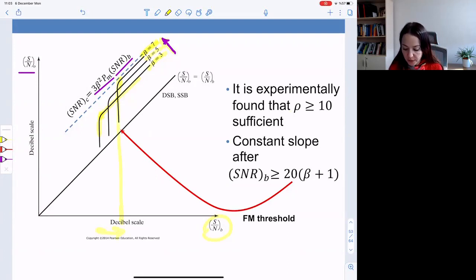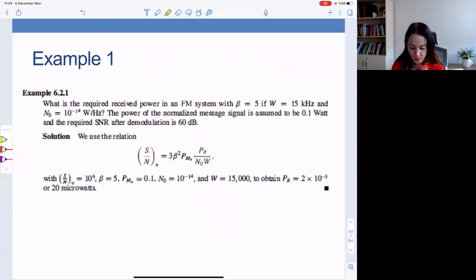Now, experimentally, the carrier to noise ratio being larger than 10 is good. It means you're good. And there's a constant slope after SNRB larger than 20 times beta plus 1, in dB scale. Okay, so let's do an example.